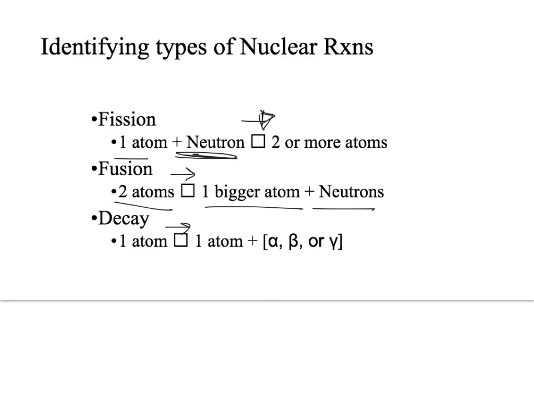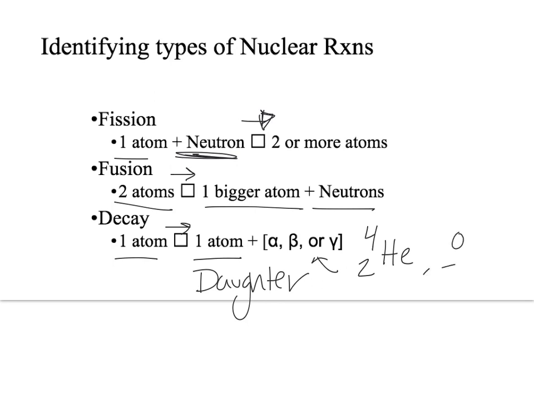And then finally, decay, you have 1 atom, and then it's going to produce a second atom, which is called the daughter, and either an alpha, beta, or gamma particle. Remember alpha, you're going to see that 4,2-He. That one's probably the hardest to identify because it looks like a normal atom, but you just need to associate that in your brain with an alpha particle. Then you have beta, which is going to be that 0, -1e, and then you have gamma, which is 0, 0, and your loopy gamma symbol there. So this can kind of serve as a guide for you to identify those types of reactions.